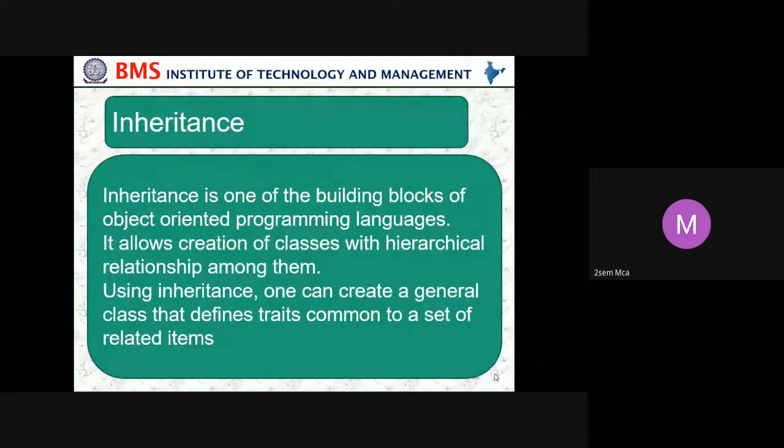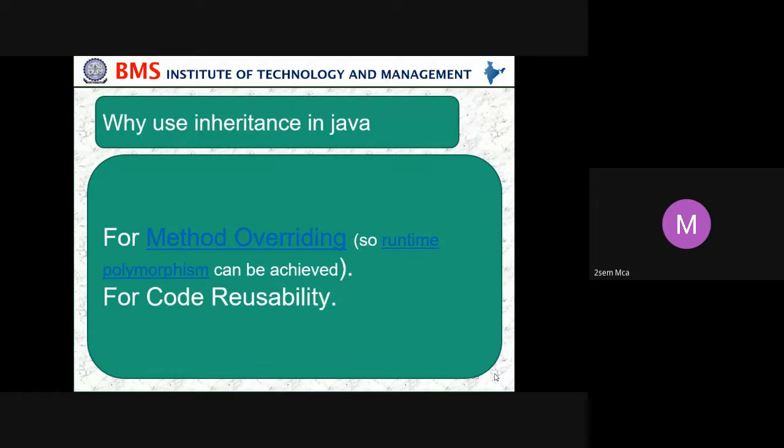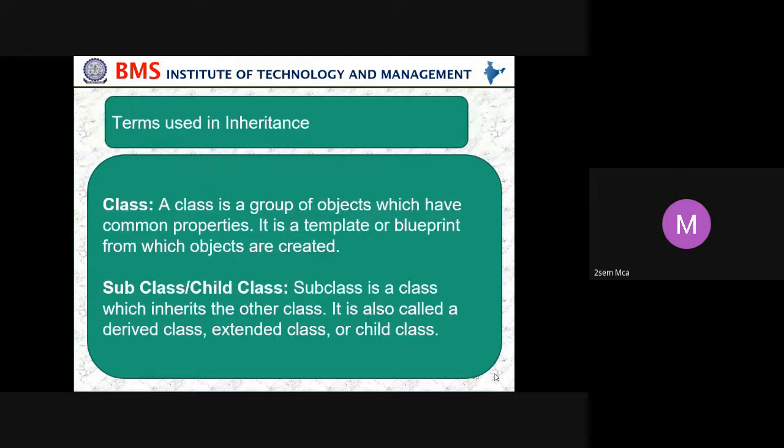Then, what is inheritance? Inheritance is the process of acquiring properties from a base class to a derived class. And why should we use inheritance in Java? There are two main reasons. One is method overriding. So what is method overriding? Runtime polymorphism is achieved through inheritance in Java. The next one is code reusability.